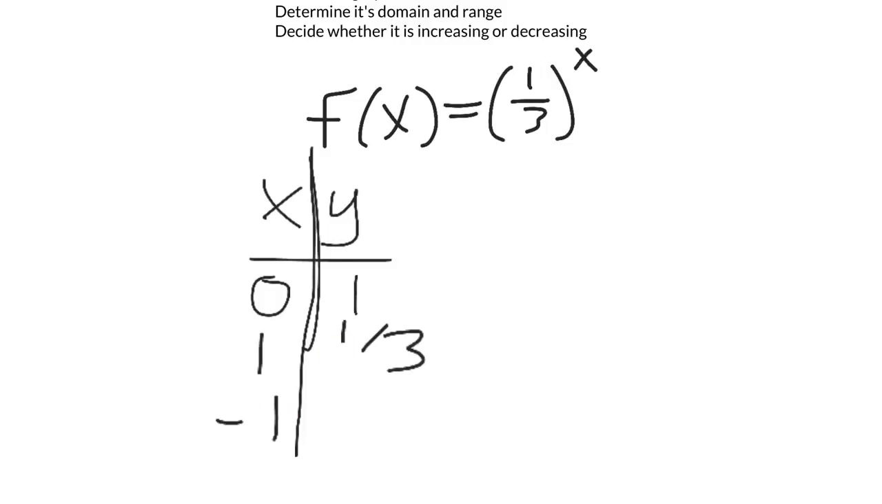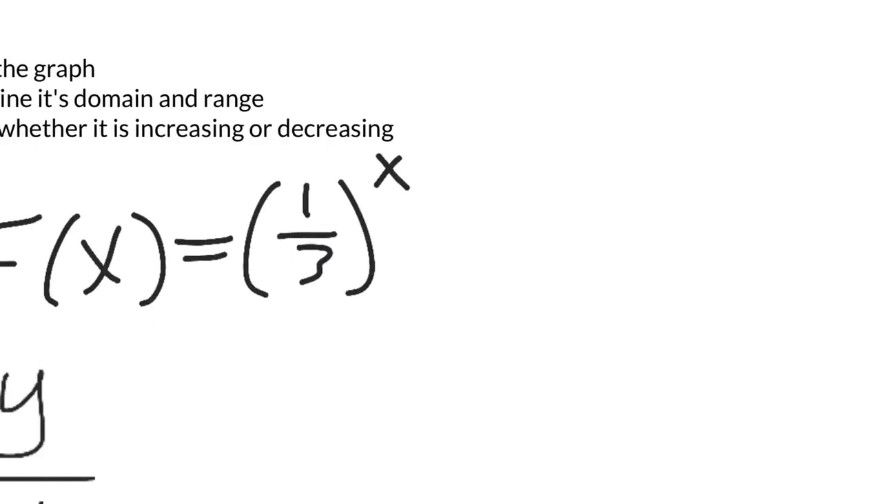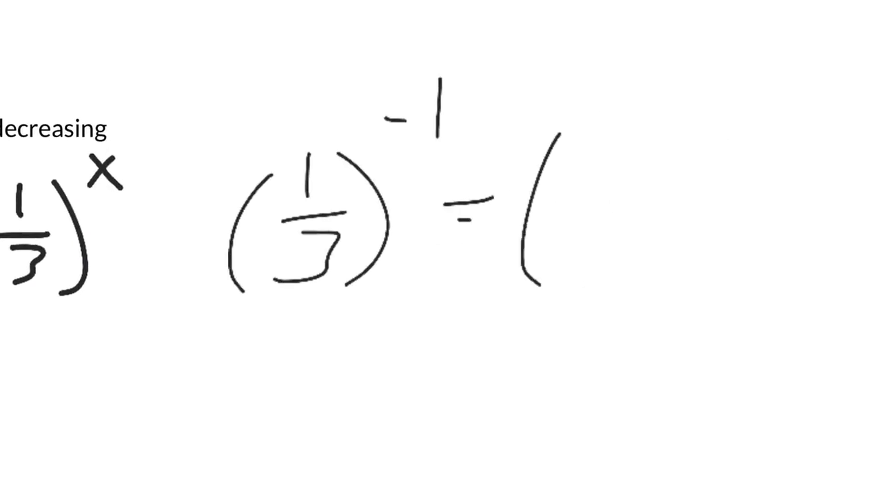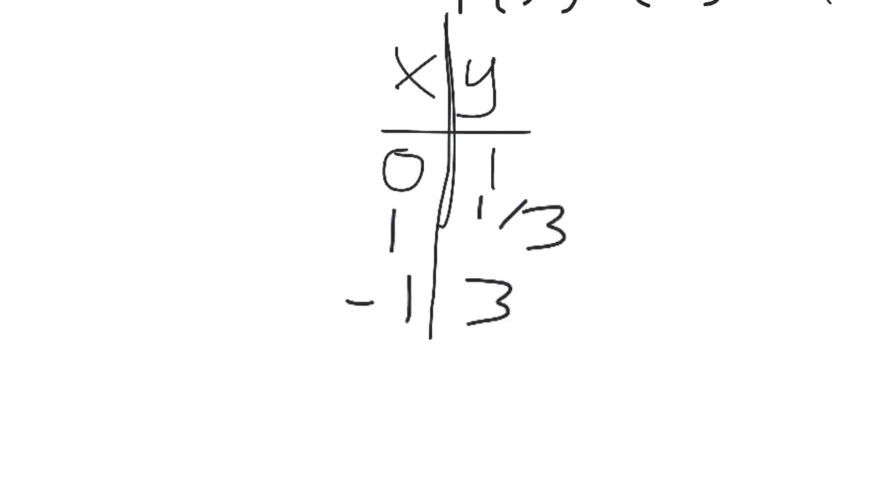Now this negative 1, though, you might not be aware of. This one's actually just going to be 3, because a negative exponent can be rewritten as a positive exponent if you make it its reciprocal. So 1/3 to the negative first, that's the same thing as 3/1. So that's what it looks like if you put it in as a positive power. And we all know 3/1, that's just 3.